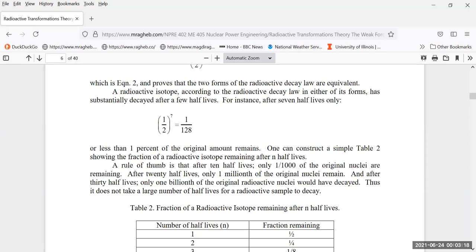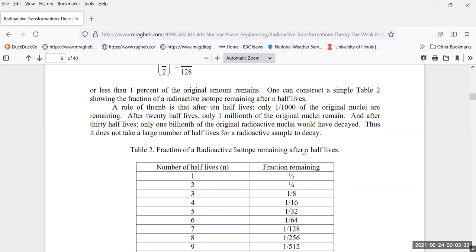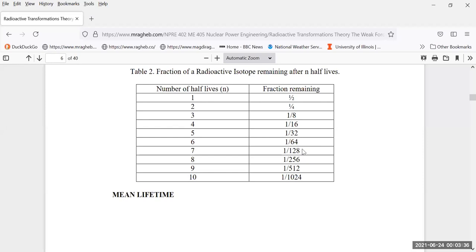As a number of half-lives, by plugging into this equation, you find that after seven half-lives, you're left with only about 1/100 of the nuclei. This is a rule of thumb used by people who work with radioactivity, environmental studies, or any kind of radioactivity. And after 10 half-lives, you find that you have only 1/1,000, because that's 2 to the 10th power. You'll find that this is 1/1,000 of the initial amount.